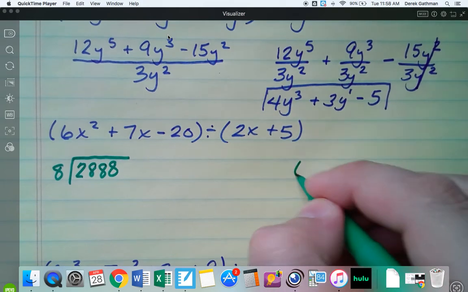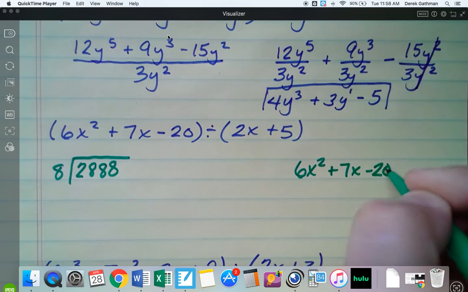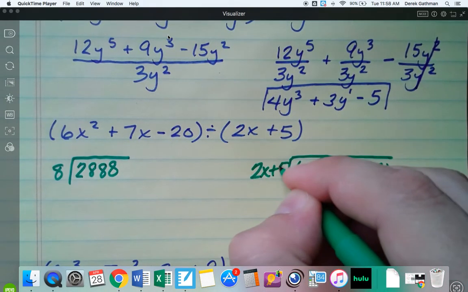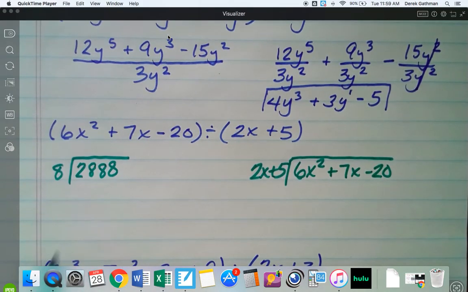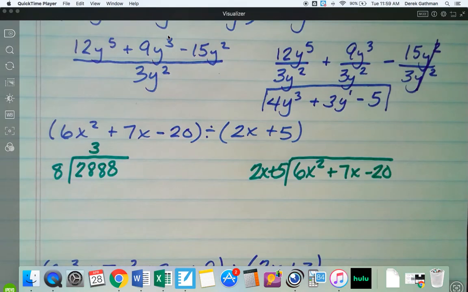So I can take 6x squared plus 7x minus 20, and I'm going to divide that by 2x plus 5. And I can use long division just like I do with numbers. So first step, I check to see, does my divisor go into my first digit? Does 8 go into 2? No. So does 8 go into 28? How many times does 8 go into 28? 3 times. So I try to figure out how many times does that divisor go into that first term.